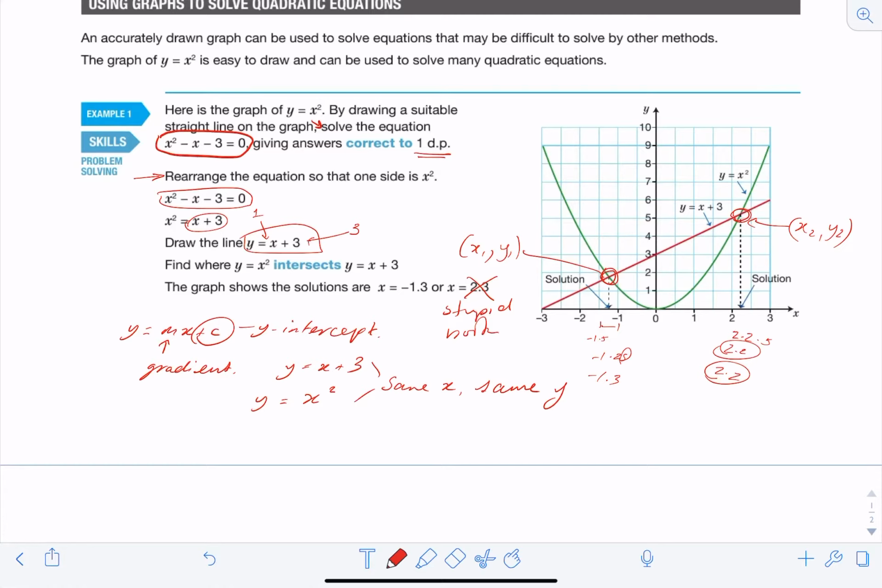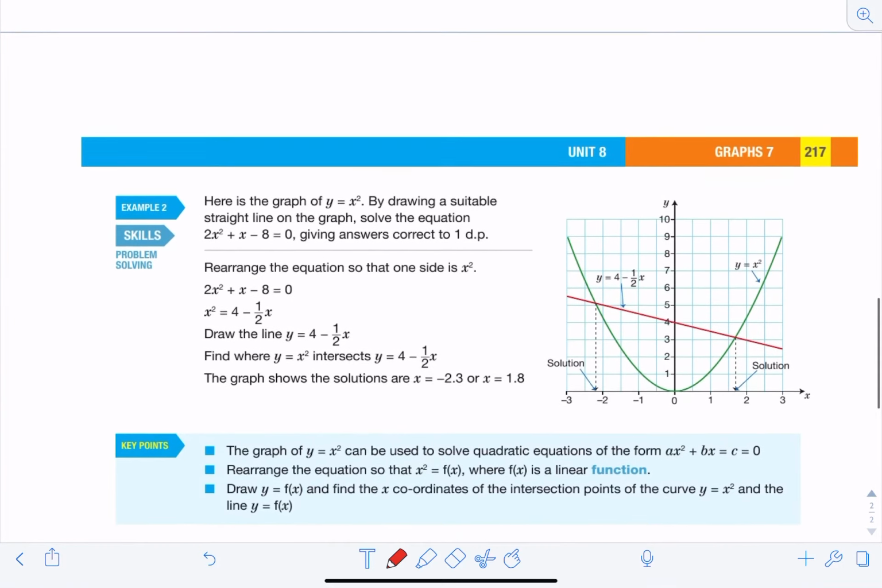But the answer here is 2.302775638. And the other one is -1.302775638. So our answers are pretty good. They're not super accurate, but they are accurate enough to answer this question. So that's one example from the book.